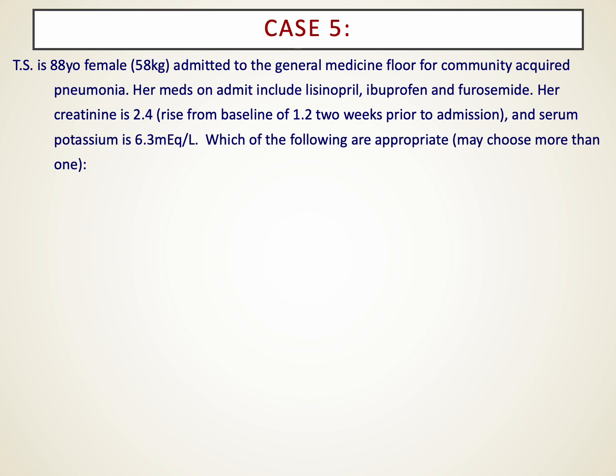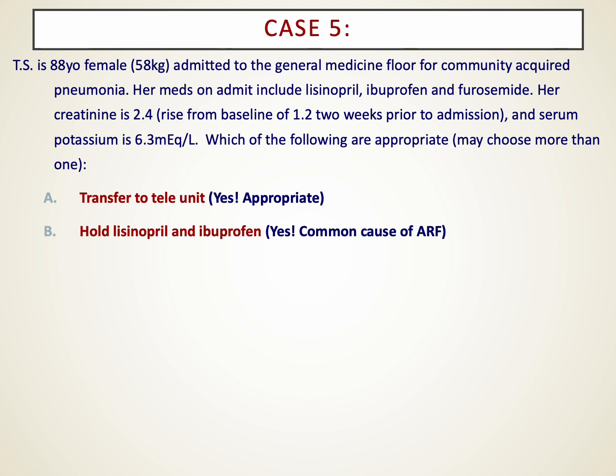So think about that. Yes, we want to transfer to tele because we're concerned about that high potassium with cardiac rhythm changes, so you want to get an EKG on her. Yes, we're going to stop the lisinopril and ibuprofen. They're common causes for acute renal failure, and also the lisinopril will contribute to hyperkalemia. Yes, we're going to get lytes frequently for her, every 2 hours times 2, then probably every 4 for 3. Keep an eye on how we're doing.